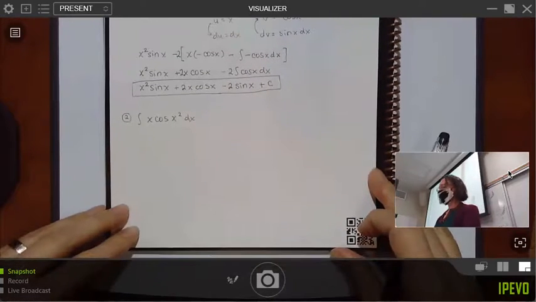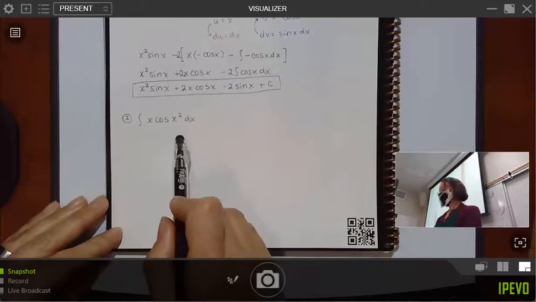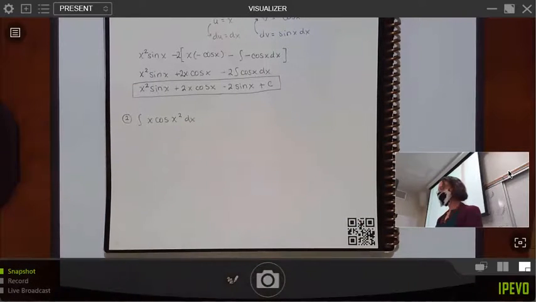Should we take a look at that second one? The x cosine x squared dx. The one that is a U substitution. Shall I let you all try that on your own? Go for it.